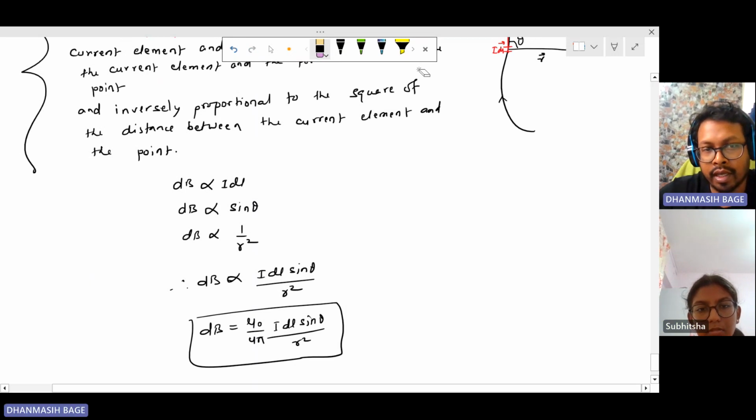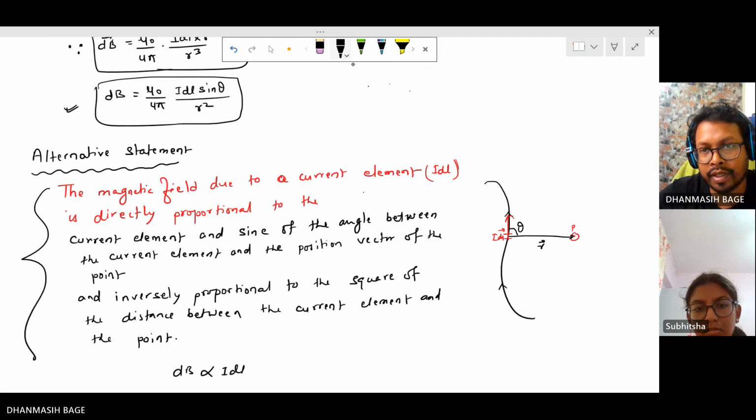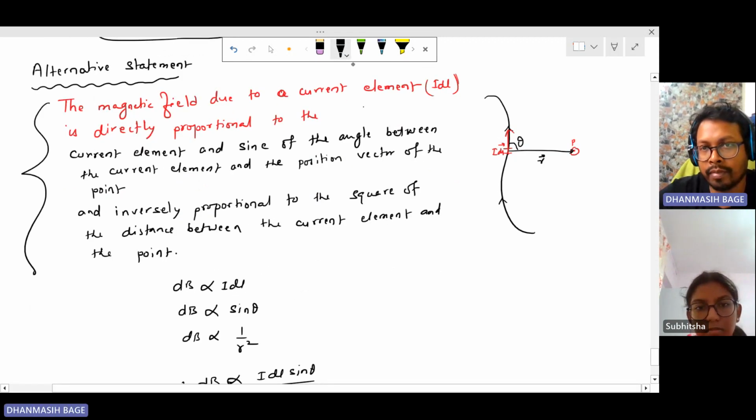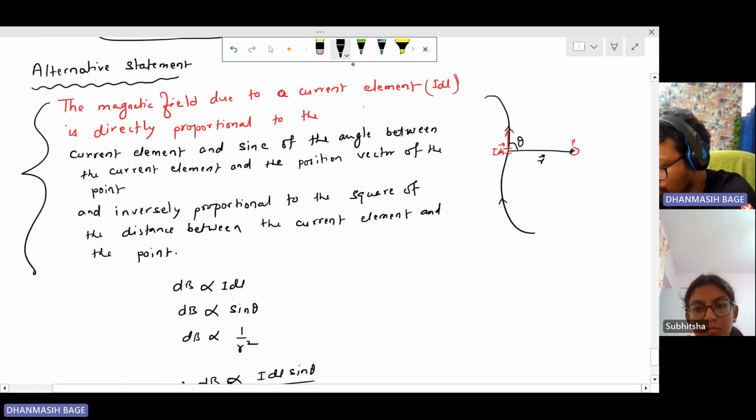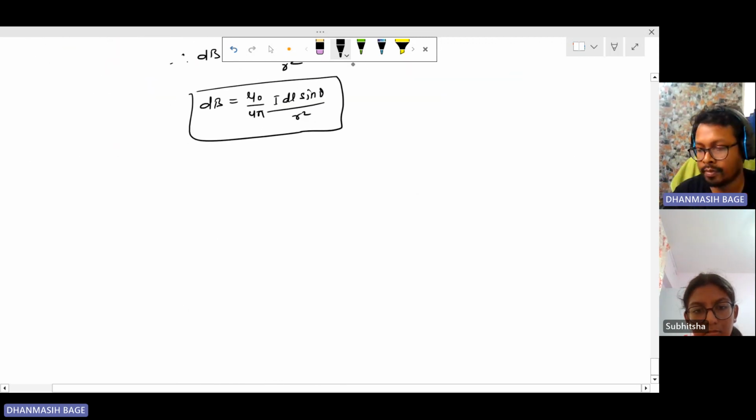You got the angle between this thing. Keep this in mind, right? What do we mean by this? Angle between this thing. So now we'll do some applications of the Biot-Savart law. That is important. That is not given in your NCERT book, but the questions are mainly asked from there. So let's do that.